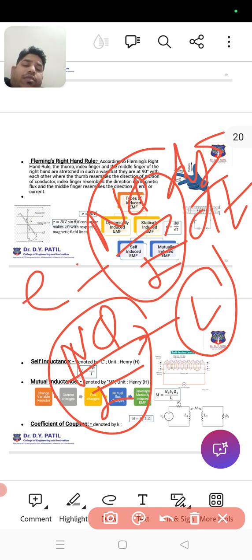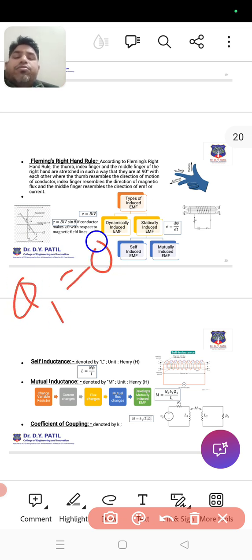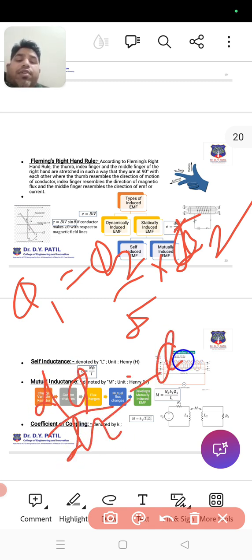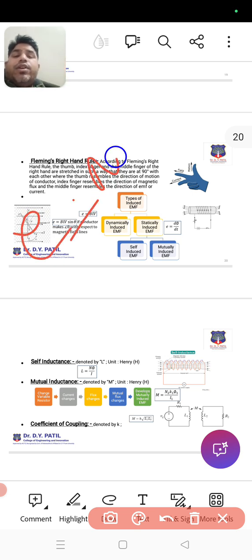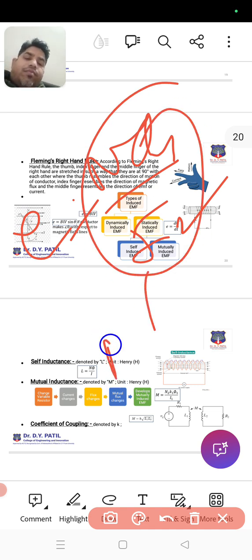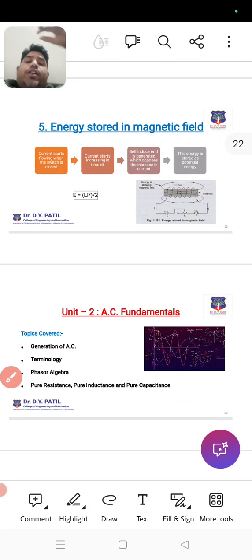L is the self inductance coefficient. For mutual induction, phi 1 is equal to phi 2 into I1 into I2. Similarly we differentiate with respect to d phi divided by dt, so d I2 divided by dt. At the end we will get E is equal to n phi 1 divided by I2 into dI2 upon dt. It is denoted by M, it's nothing but the mutual inductance coefficient. The second one is the energy stored in the magnetic field.